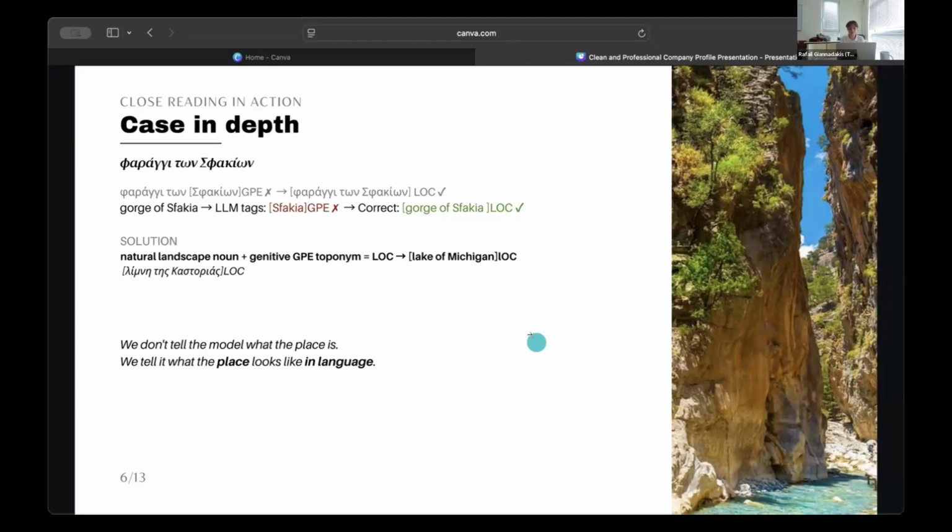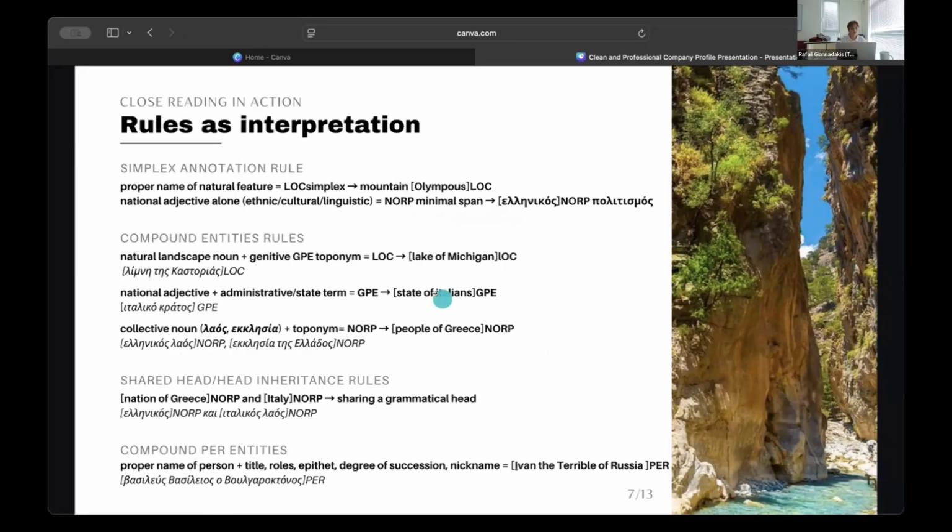The moment of stopping in front of a phrase and asking, what kind of entity is this? And where does it begin? This is the close reading. The syntactic rule is how we made that reading computable. So let's look at some of my other rules. Each one goes through literary and linguistic judgment.